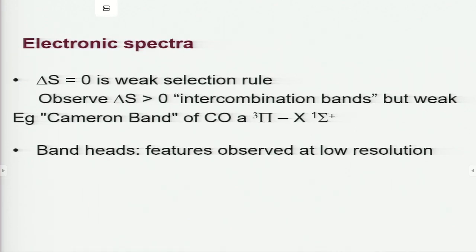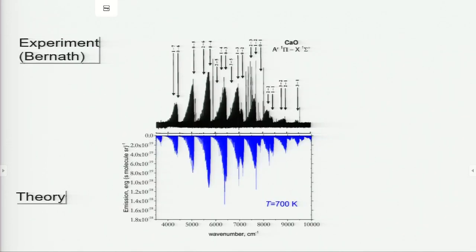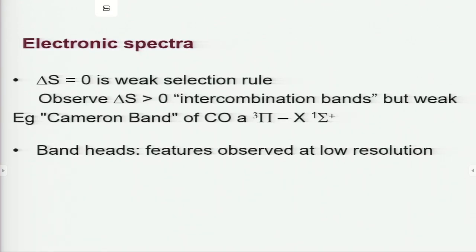Right, so electronic spectra. Just going back over the spin selection rule, you do occasionally observe spin changing transitions. The lowest transition in CO is the Cameron band, and I have another PhD student working on that at the moment. And you get these band heads, which are these things here in the spectrum, a pronounced feature.